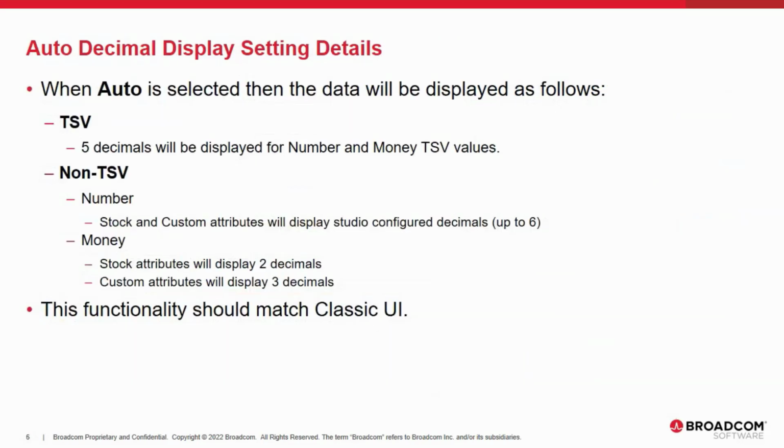Discussing a little bit detail in regards to how this auto will work is as follows. For TSV data, we will display up to 5 decimals for number or money values. For non-TSV, for a number value that would either be stock or custom out of the box, we will display whatever is configured in the studio, which would be up to 6 decimals. For money, we will display 2 decimals for stock attributes and 3 decimals for custom attribute. This decimal setting works exactly the same as classic UI.